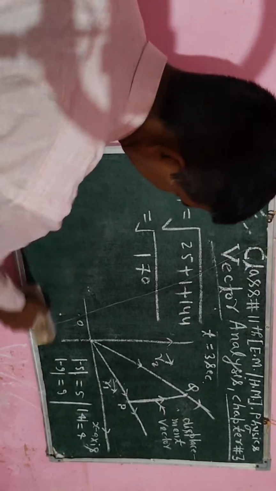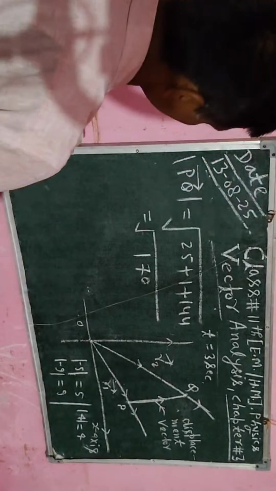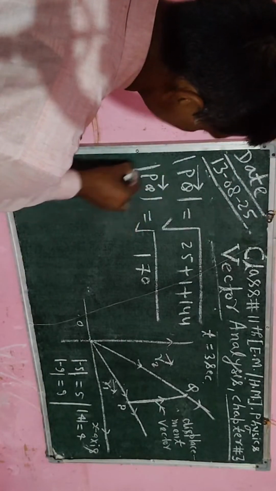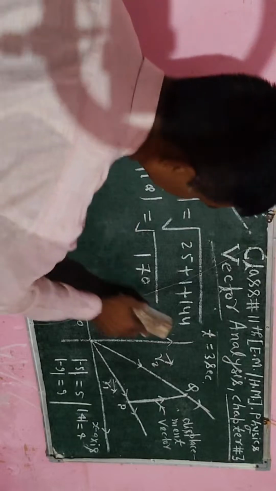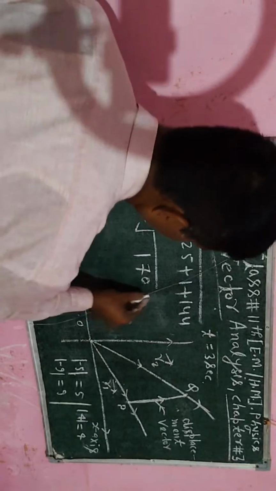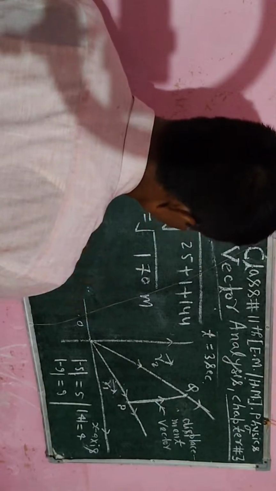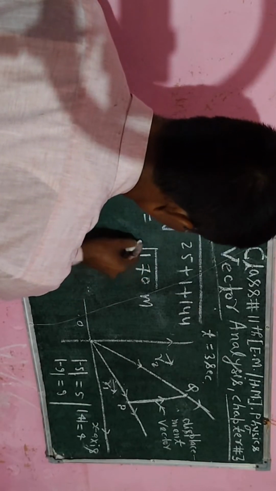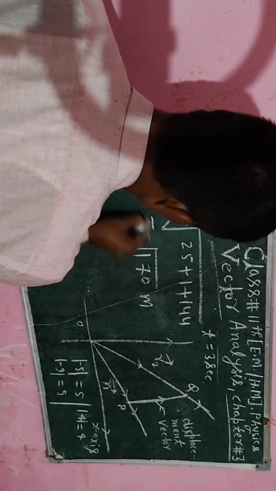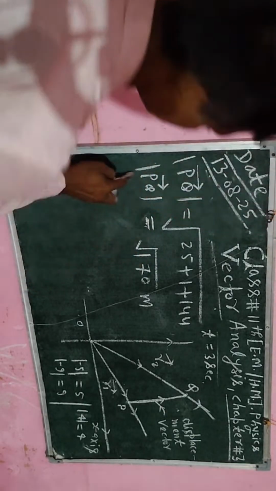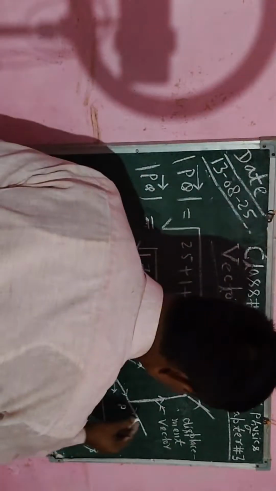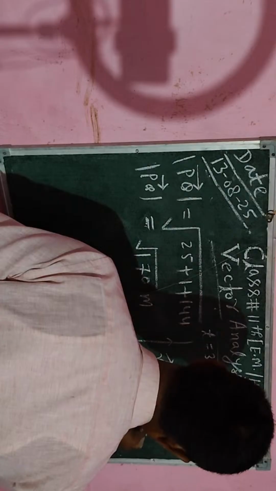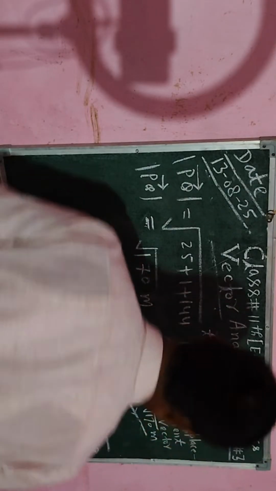Now the value data I am going to use. After erasing, I will write here PQ. Magnitude of PQ is equal to square root of 170 meter, because its unit is in meter. So I will write here properly in meter. So PQ is equal to, its value is square root of 170 meter.